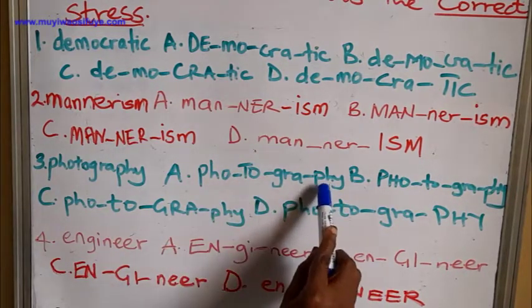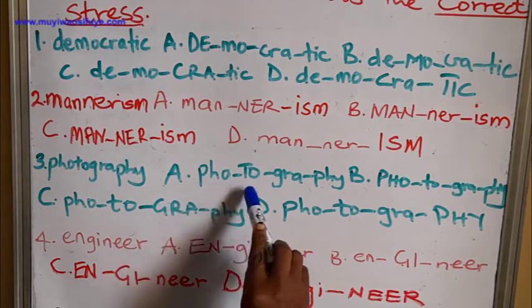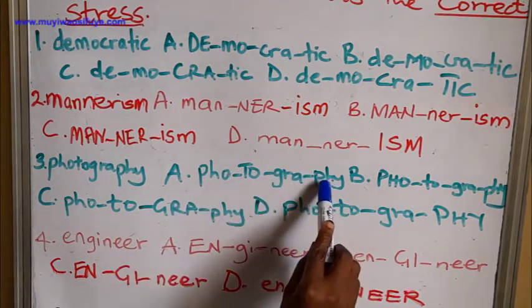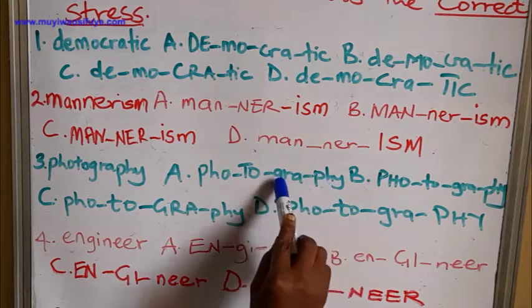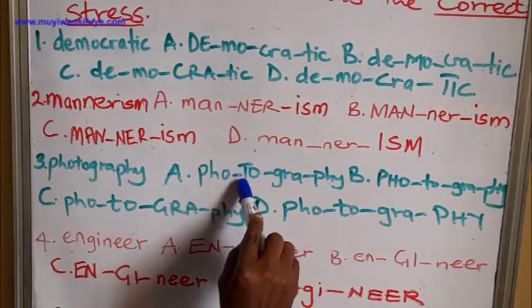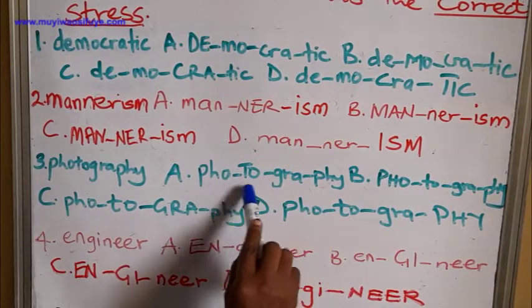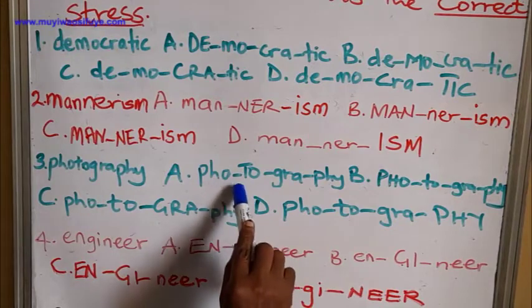And that's why we have A as the correct option, which is photography. So this is syllable 1 from the back, syllable 2 from the back, and syllable 3 from the back. So photography, option A, is the correct answer to this particular question.